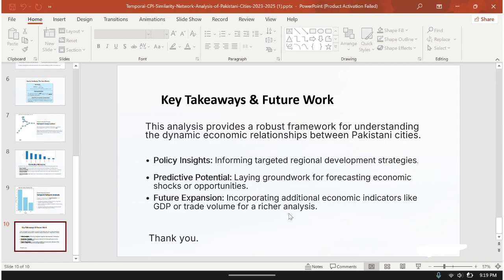Now, in terms of future work, our model can be extended to incorporate policy simulations, predictive forecasting, and additional layers of CPI data. We can also integrate machine learning models to predict future CPI similarity networks and identify early signals in inflationary pressure. Overall, this approach gives us a powerful analytical tool for economic comparison, policy making, and understanding regional market stability.